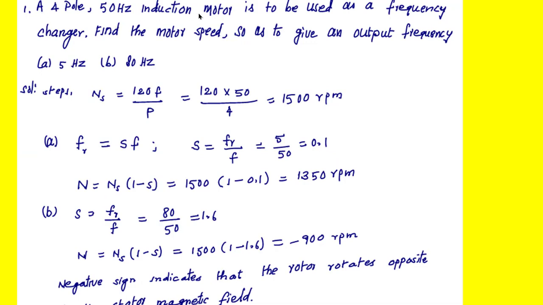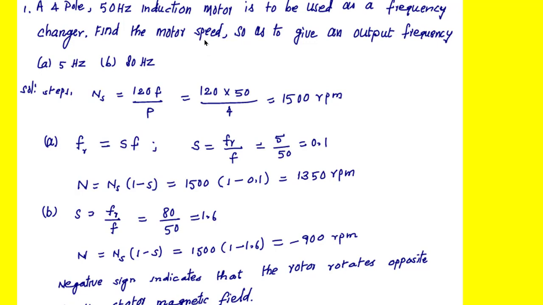Suppose a 4-pole 50 Hz induction motor is to be used as a frequency changer. Find the motor speed so as to give an output frequency (a) 5 Hz, (b) 80 Hz. Whenever we have a problem like this, the meaning is that he is giving the rotor induced EMF frequency, that is 5 Hz, the other is 80 Hz. He also mentioned the number of poles of the stator and the supply frequency. So he wants to know what is the motor speed.